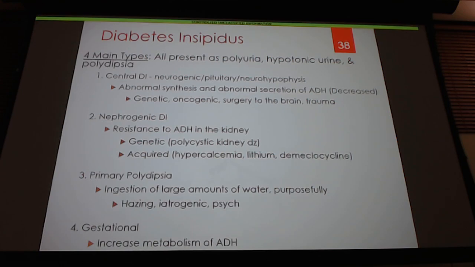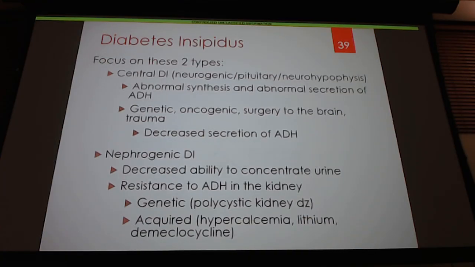So there are 4 types of diabetes insipidus. Central, nephrogenic. Primary is where the patient does it themselves. So they may be hazing, or they have like a mental health disorder where they're obsessed about water. And then gestational, so things change when you're pregnant, right? We're only going to focus on the first 2, central and nephrogenic.